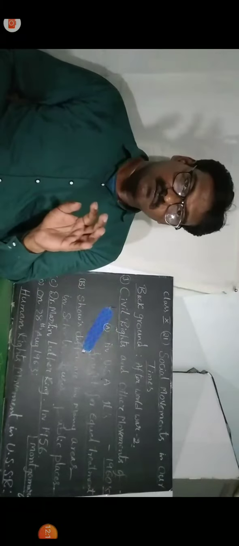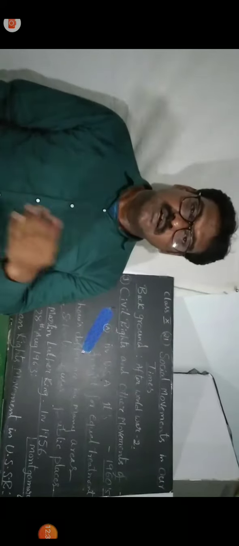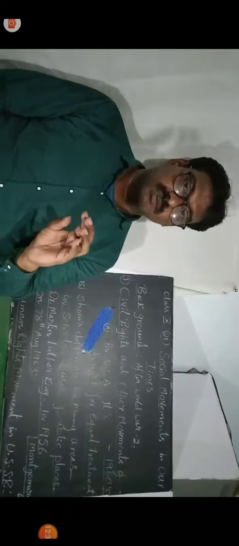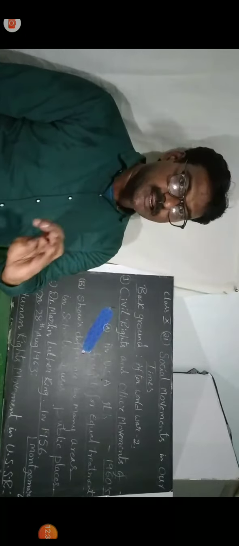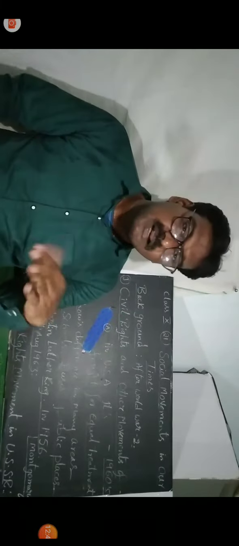The second topic is human rights movements in the USSR. The USSR was formed in 1924. At the time, the USSR was not a single country. Along with Russia, there were 15 countries allied with Russia. These 15 countries, Latvia, Lithuania, Belarus, Ukraine, Romania, Uzbekistan, Tajikistan, Turkmenistan, and others, were part of the USSR.